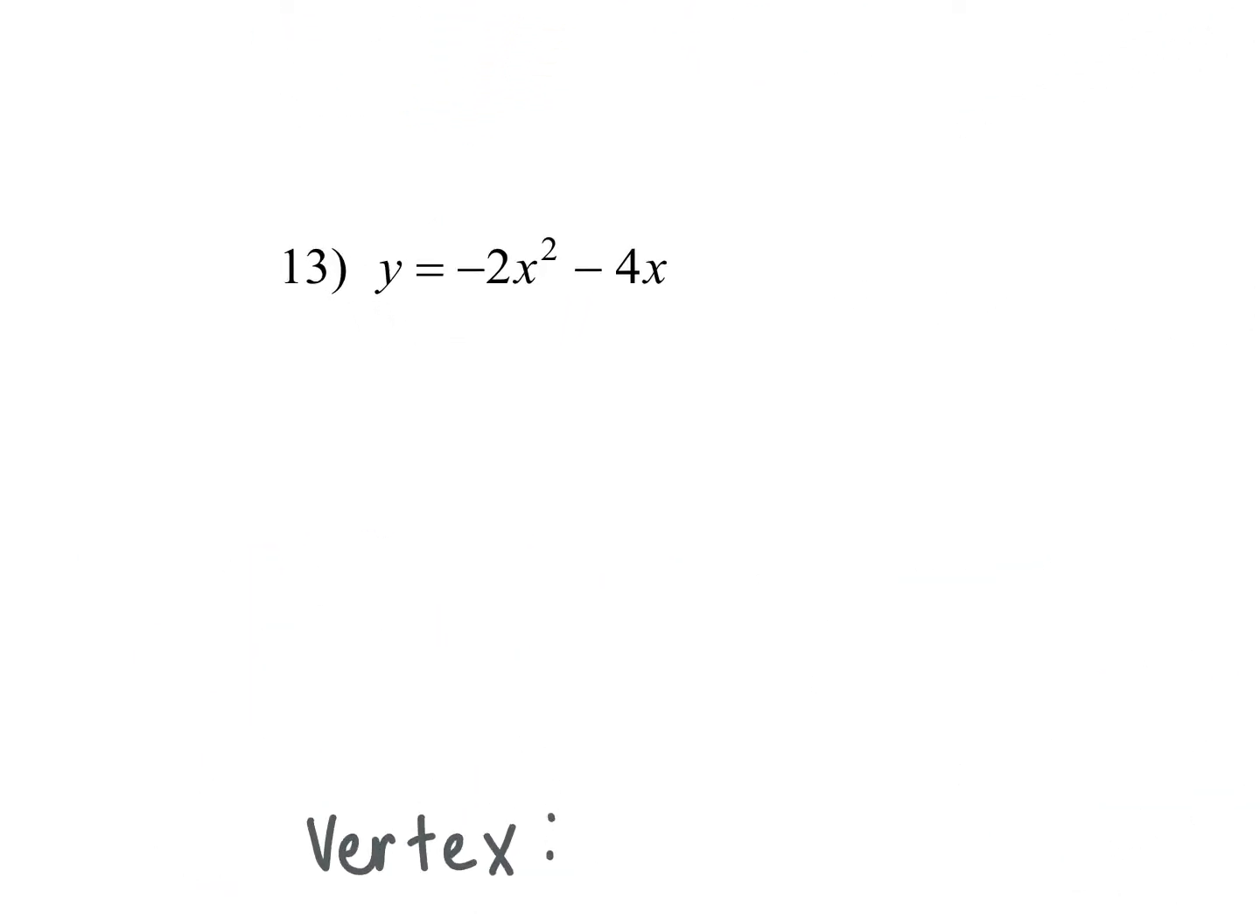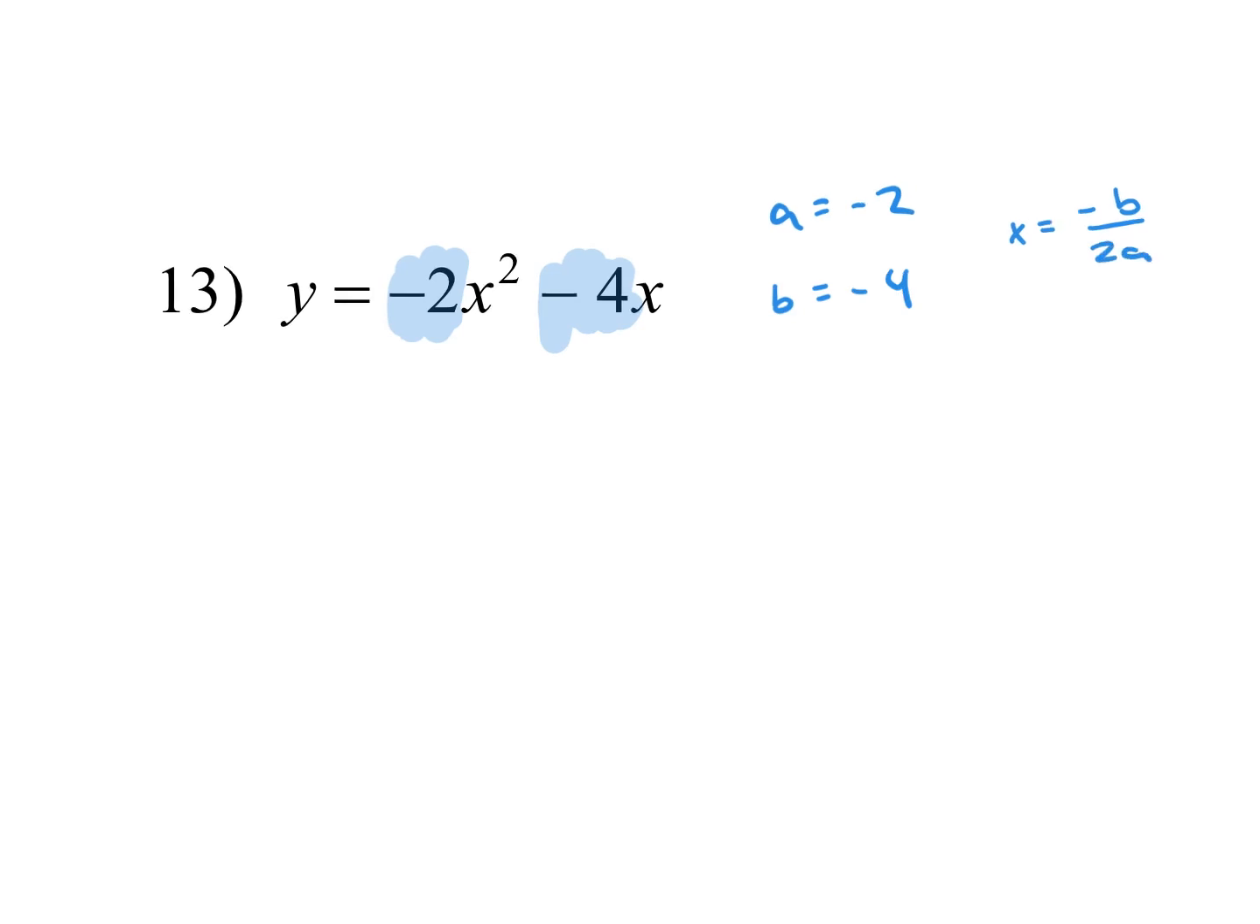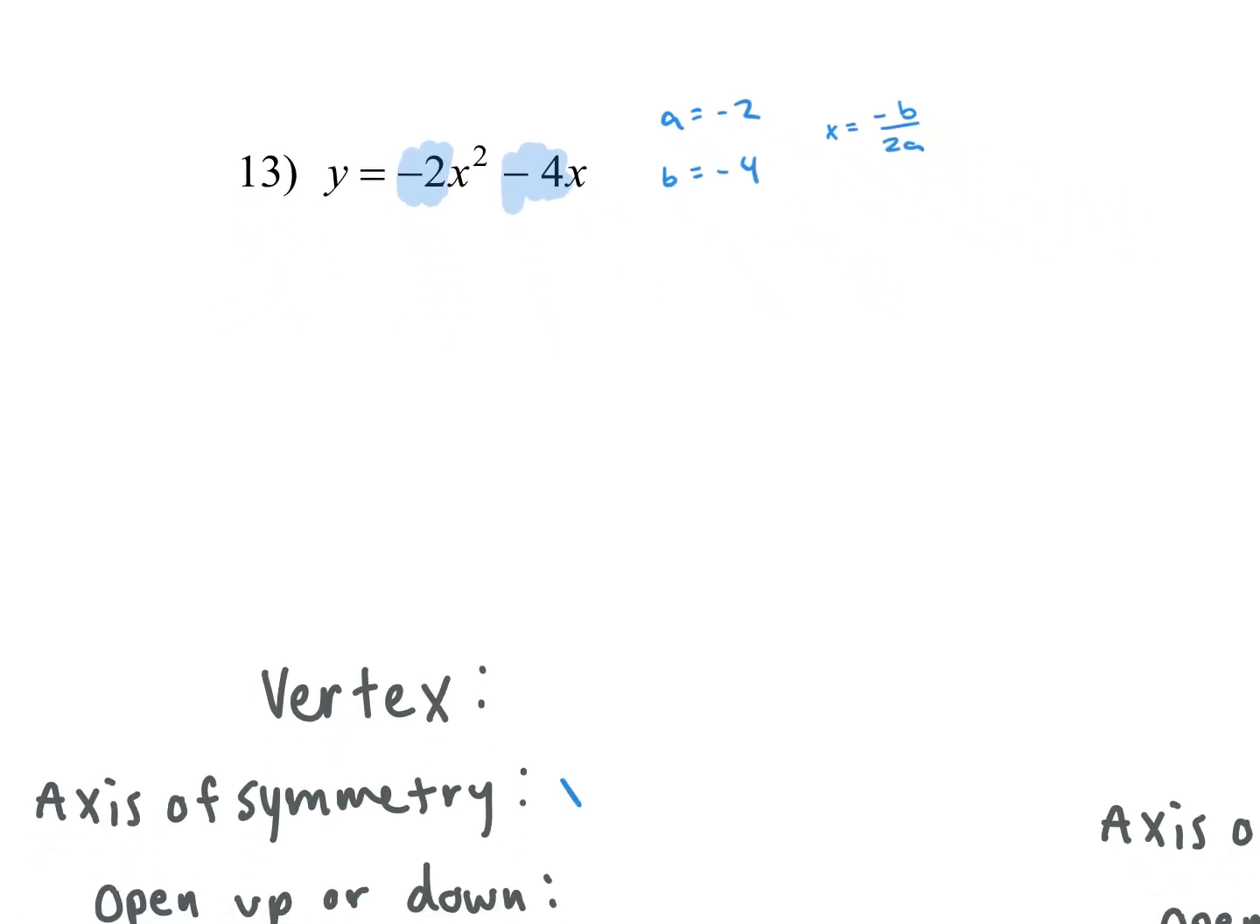So let's look at 13. What's my a? Negative 2. And what's my b? Negative 4. Awesome. So a is negative 2, b is negative 4. What's the formula that I use? x equals negative b over 2a. So x equals negative -4 over 2 times negative 2.